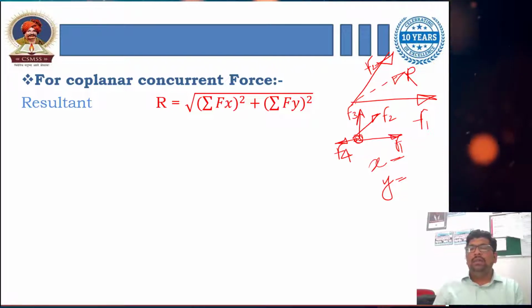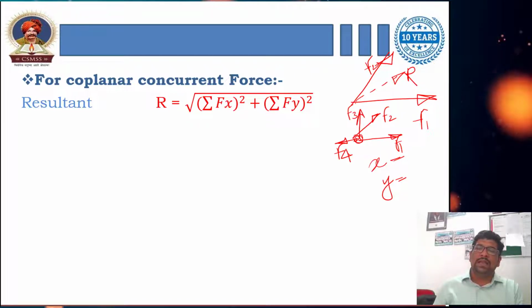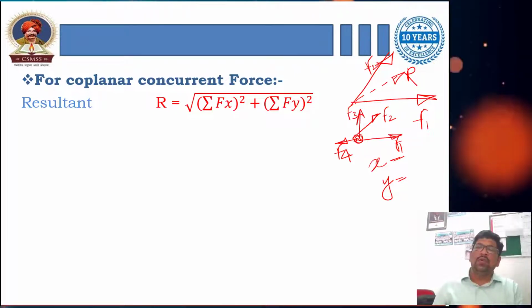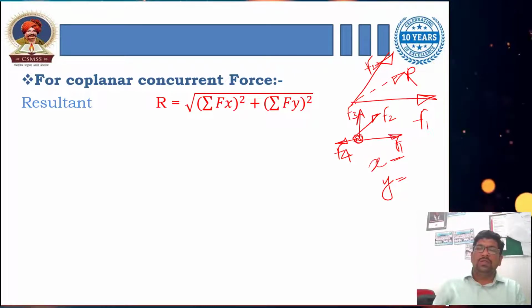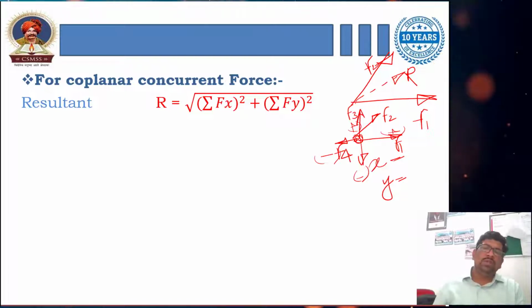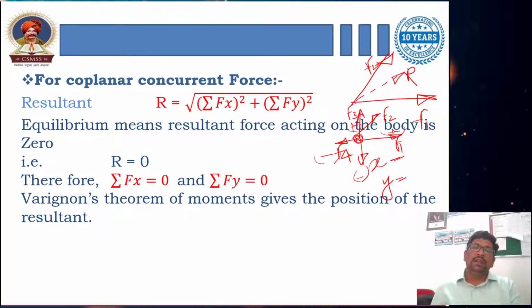Just add all the x components, the components of all the forces acting along the x direction, and take the summation of Fx squared, plus you have to take the summation of Fy squared. Also keep in mind that whichever force is going towards the left side will be considered as minus, going downward will again be considered as minus, upward will be considered as positive, and the right side will also be considered as positive. So we take the summation of Fx squared plus the summation of Fy squared, and the square root of these both summations is called the resultant.